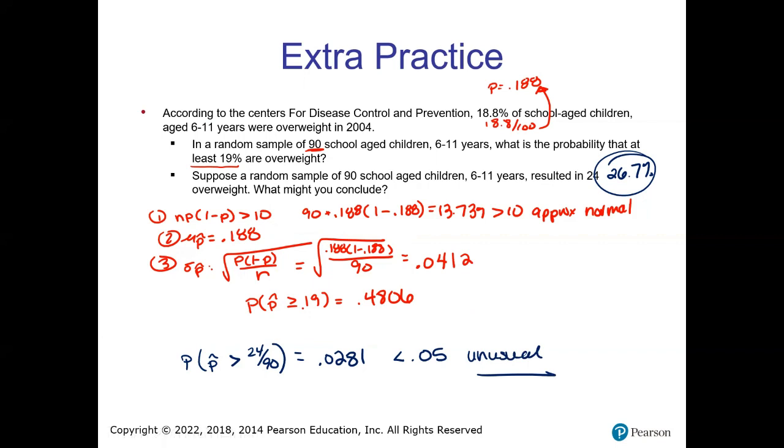I would not expect, if I were just to randomly grab 90 school-aged children aged 6 to 11 years old, to have 26.7% of them be overweight. That would be unusual. My proportion, according to my study, is 18.8%. So if I pull a sample, I should be closer to that. It's more likely that I would be closer to that value than farther away from it.